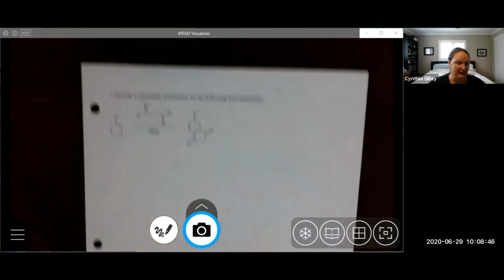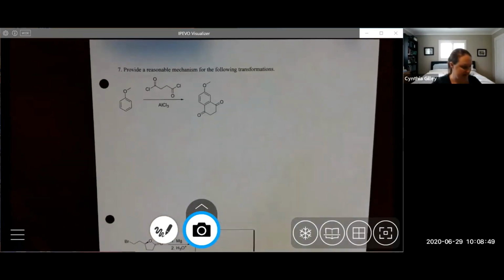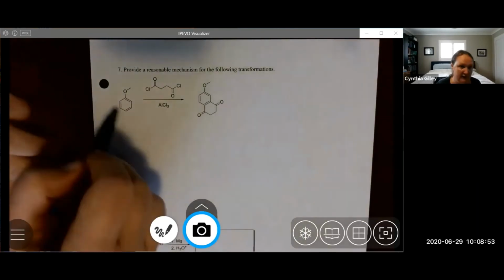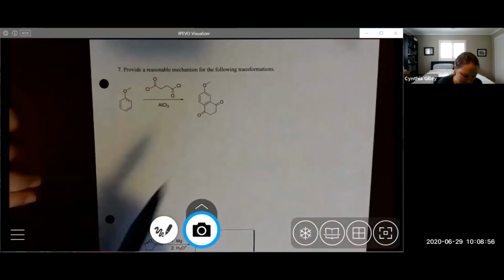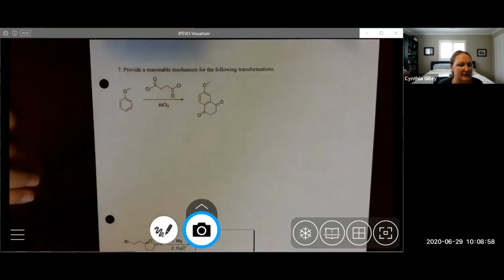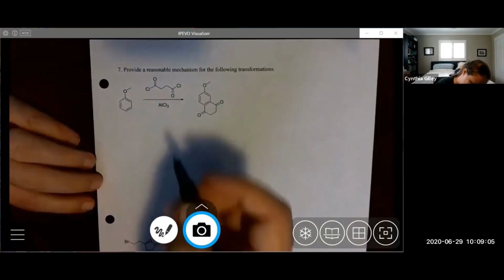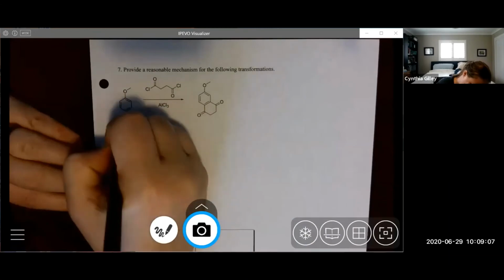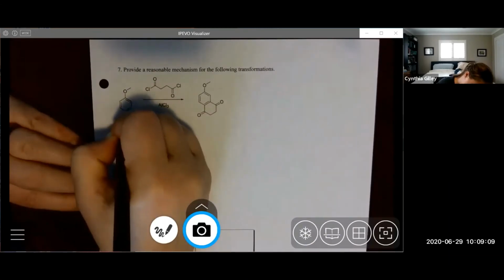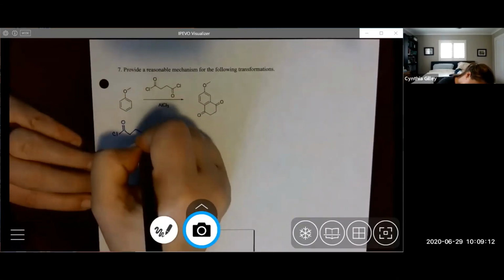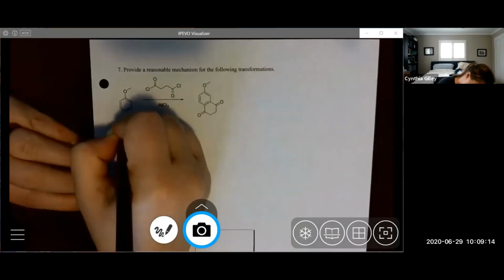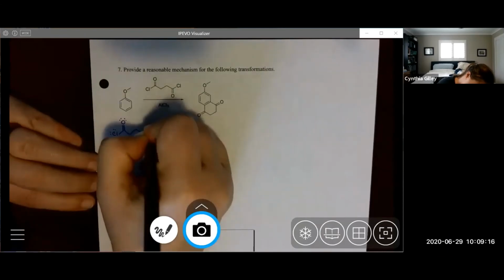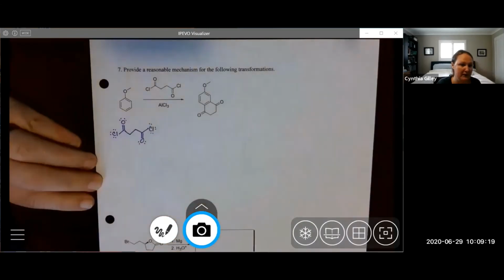So the next question is a mechanism. We're starting from anisole, and we are doing that reaction that we actually just utilized in the synthesis problem, that double Friedel-Crafts acylation reaction. So we can show that by starting with acyl halide. And remember, if you're drawing a mechanism, please draw in all the lone pairs.